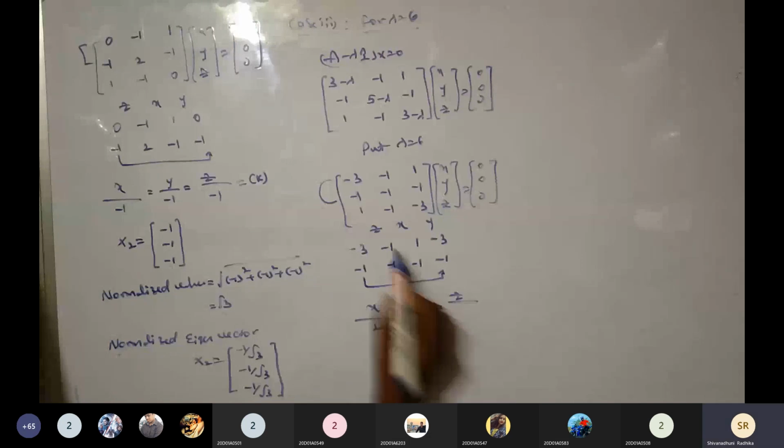Then it is cancellation with the 2. 2 ones are 2, twos are 2, ones are. Then the x3 eigenvector is 1, minus 2, 1. Is it clear?